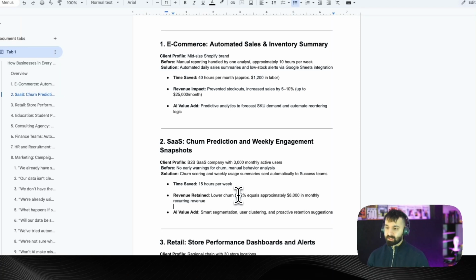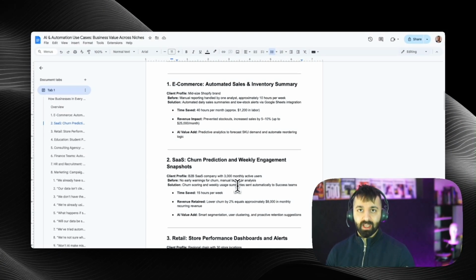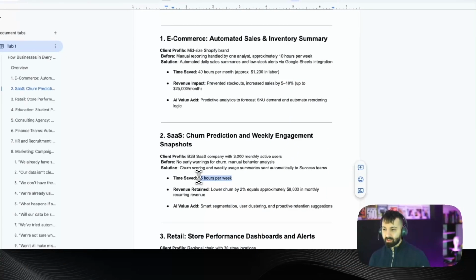So if they were to spend their time going through their data, whatever type of data they have, and get updates manually, they're not going to do it. That's going to take a lot of time off their plate. That's 15 hours a week they have to spend.